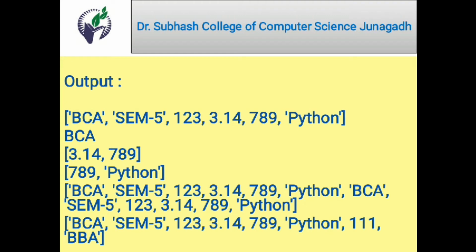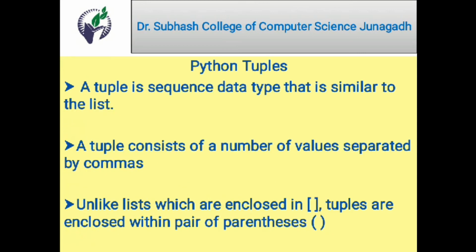Only that you have to understand: values will be stored in a pair of square brackets separated by comma. Each kind of element that we are able to store in the list. Now similar to list, another one that we are going to discuss, that is the tuple.